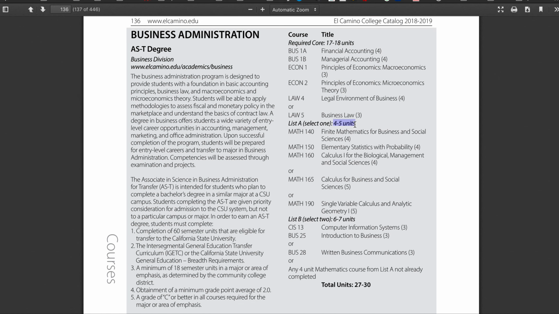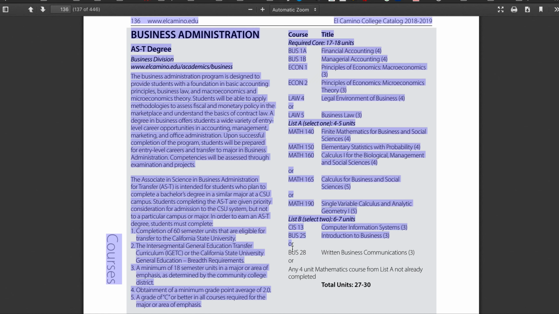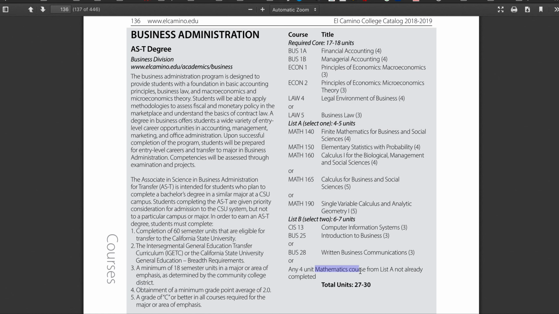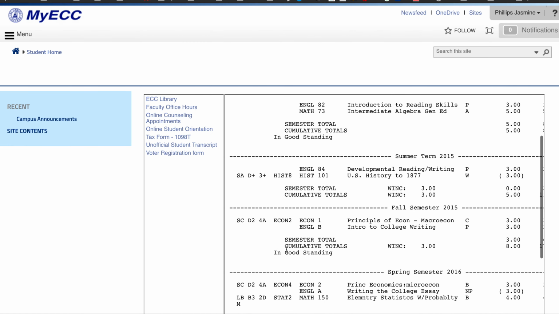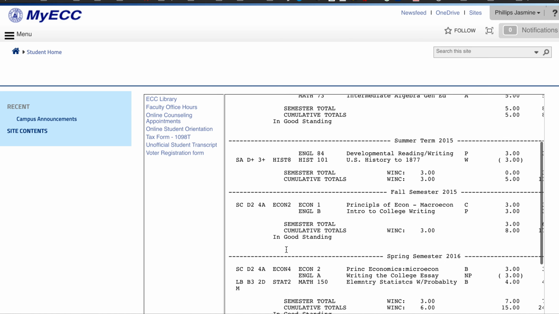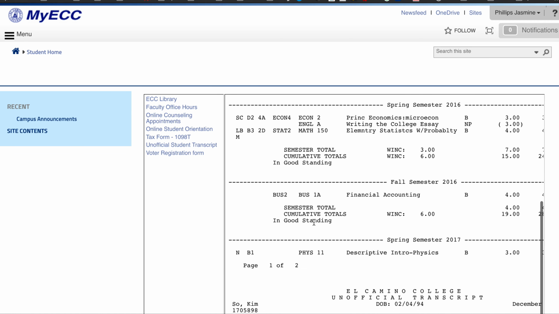Then 4 to 5 more units, so that's going to be that math 150. And then 6 to 7 more units. So you could choose computers, you could choose business, or any other math course like the 165, 160, 140, or 190. Now, for example, you have a lot of units already taken. So what you're going to want to do is make sure that the classes that you've taken are the ones that have counted.